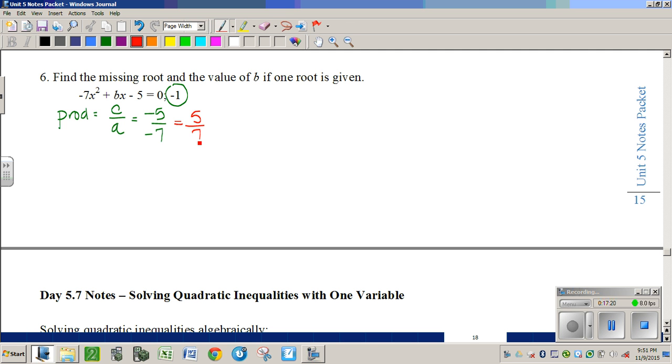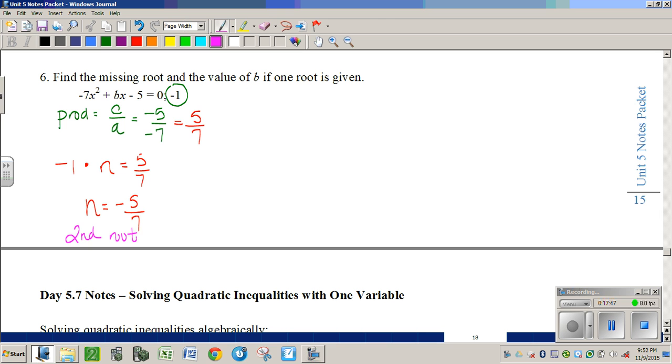Well, if one of our roots is negative 1, that means negative 1 times our other root, we can call it n, has to equal 5 over 7. So guess what n would be? Oh yeah, you guessed it, negative 5 over 7. Okay, so that's our other root. That's our missing root. So this is our second root. So our two solutions are negative 1 and negative 5 over 7.